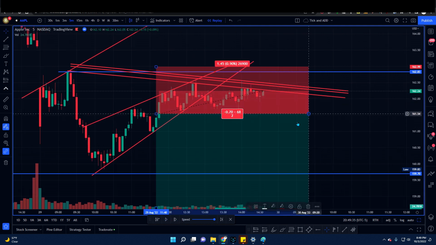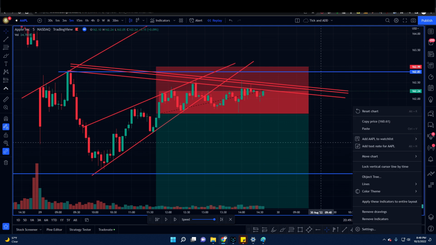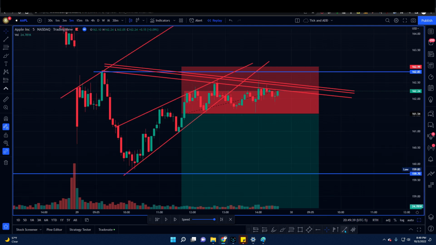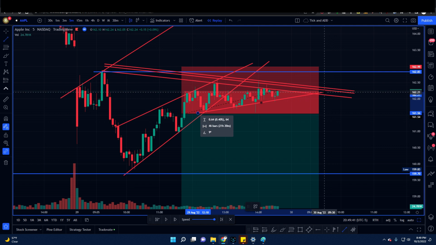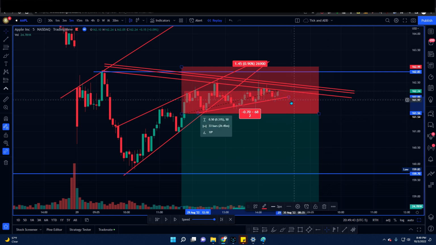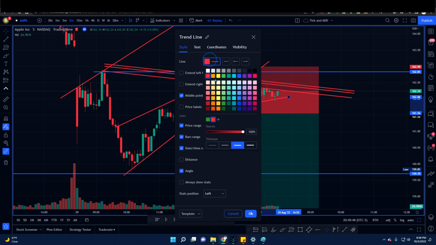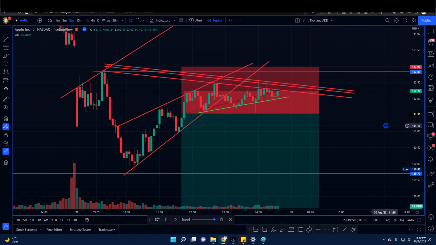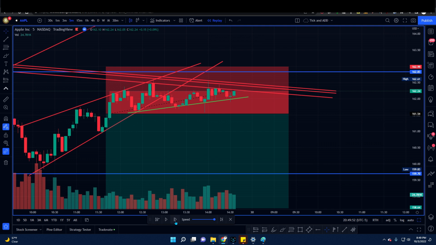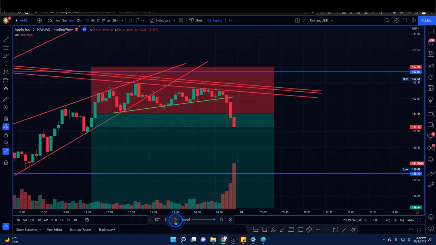Still in the red, still below the trend line. Nothing to write home about here. We are seeing a little bit of support come in here on this line here, so expect buying to occur at this line, at least for right now.